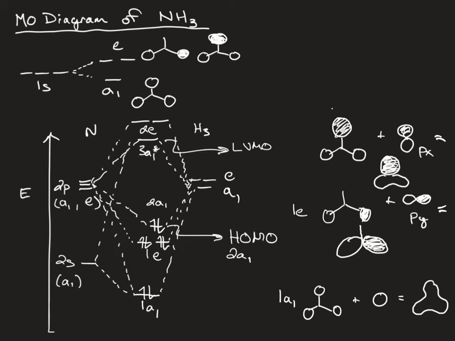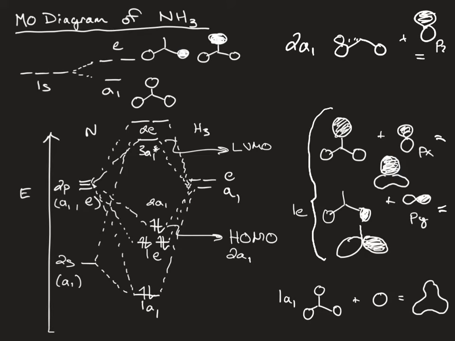So our degenerate 1e orbitals are here, and that 2a1, just reorienting the molecule so that we can emphasize the nodal structure. You have those SALCs plus the pz, and this results in a molecular orbital that looks something like that.